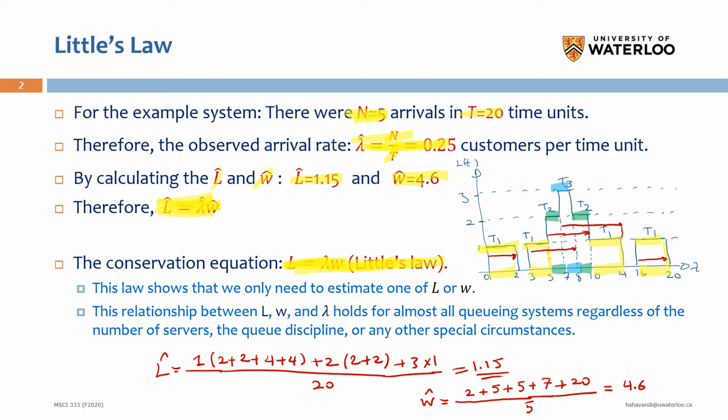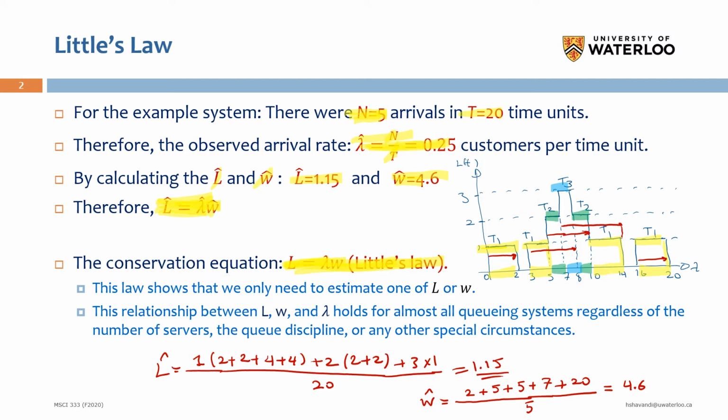This law tells us that we need to estimate just one of the two performance measures, L or W, because lambda is the input parameter. So we assume that we have it. We have already estimated that for our queuing model, but L and W are the performance measures. So if we estimate just one of these two by a queuing model or by simulation, the other one can be calculated by Little's law.